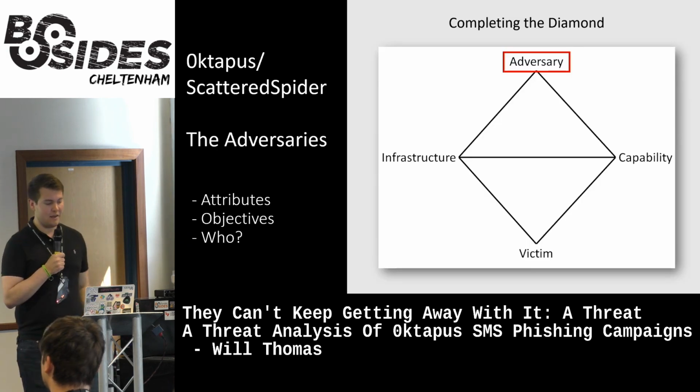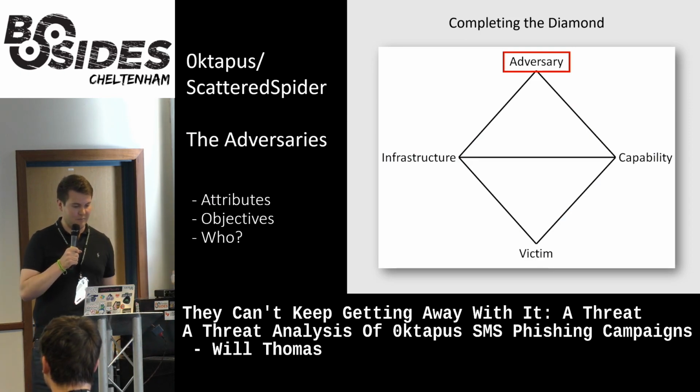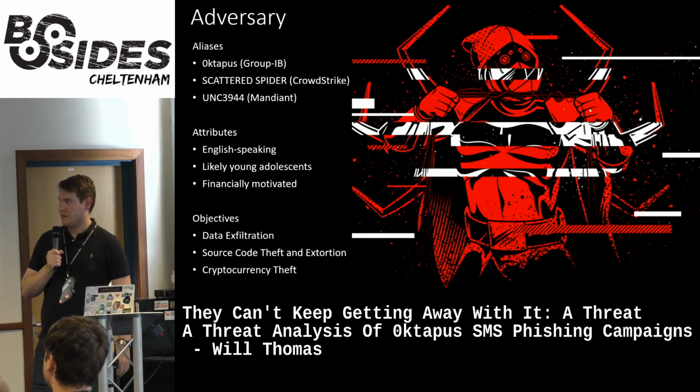So, a bit more on completing the diamond. What do we know about the Scattered Spider, Octopus campaigns now? What are their objectives? A bit more about who they are.